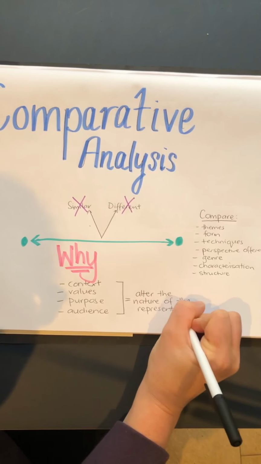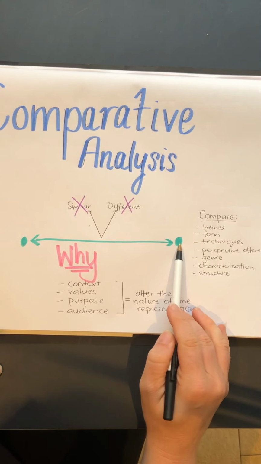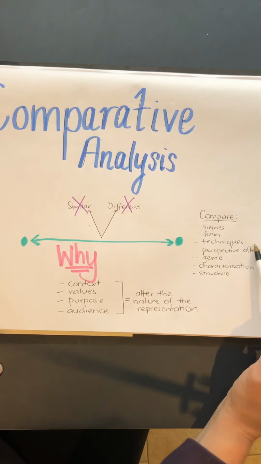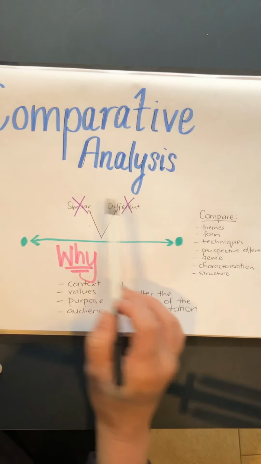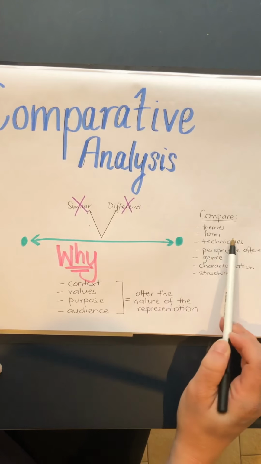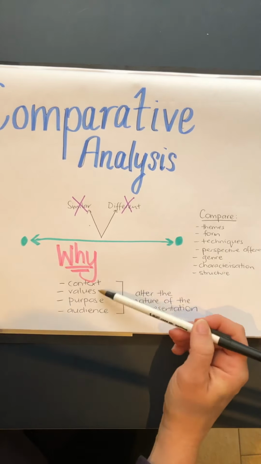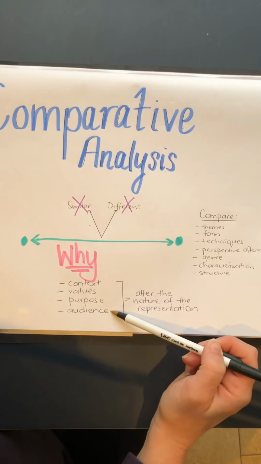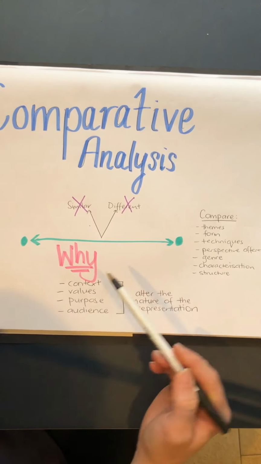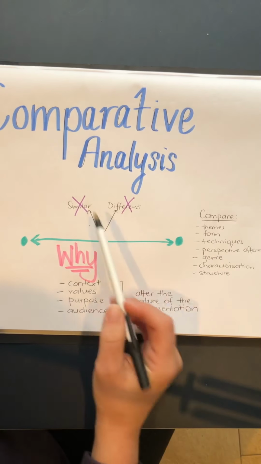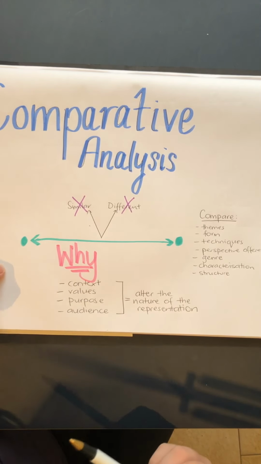So, hopefully we can clearly see now that we have 2 points. We figure out whether the themes, form, technique, perspective offered, genre, characterization, or structure, or any other technical element is the same or is different, and then we have to say why. And you can pick which of your reasons is most appropriate, and you are then specific about that reason and how it altered the representation or it kept it the same. So let's do an example.